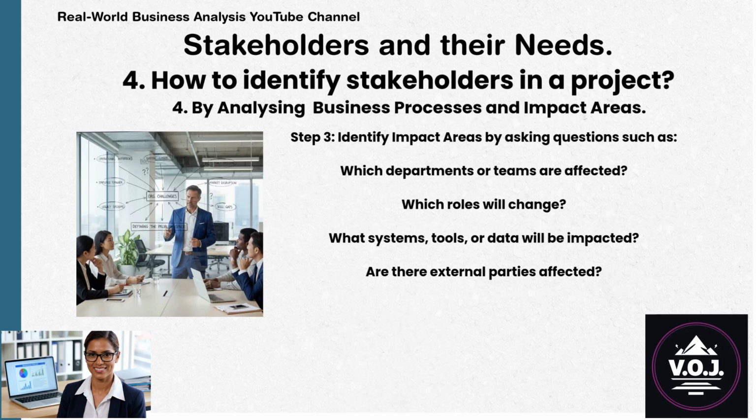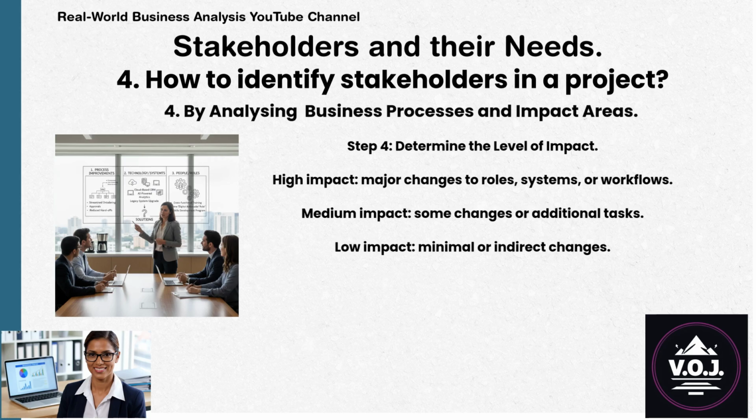Step 3. Identify impact areas by asking questions such as: which departments or teams are affected? Which roles will change? What systems, tools, or data will be impacted? Are there external parties affected? Step 4. Determine the level of impact. High impact. Major changes to roles, systems, or workflows. Medium impact. Some changes or additional tasks. Low impact. Minimal or indirect changes.